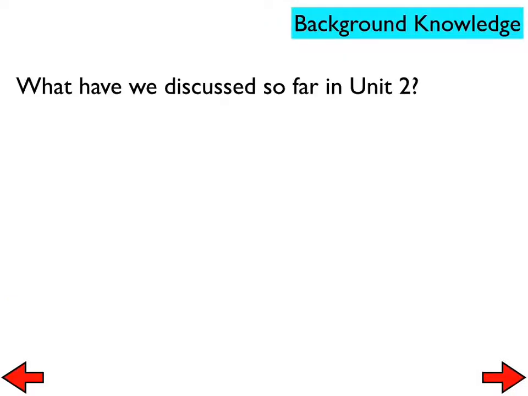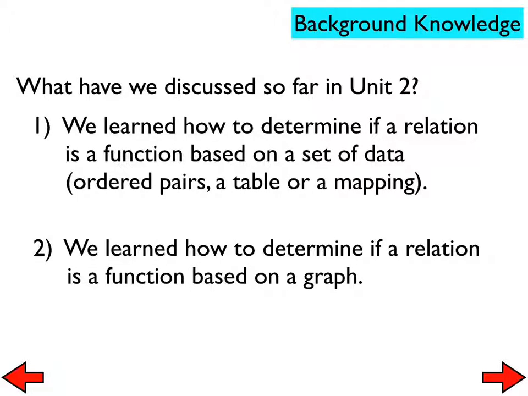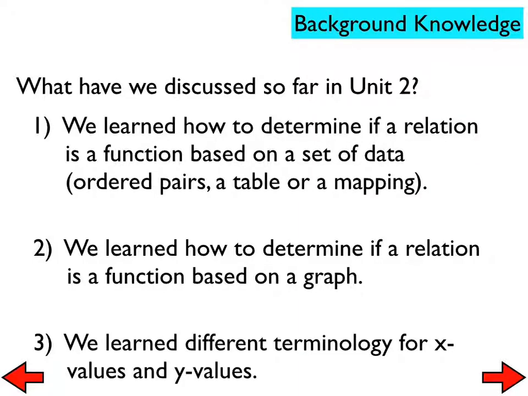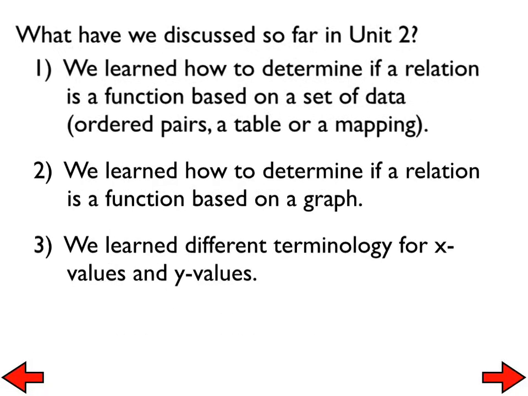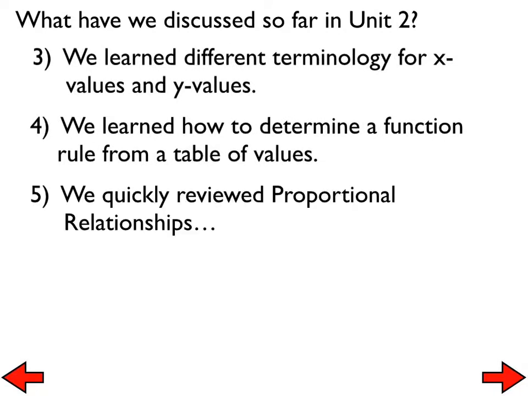All right, so here's what we've been dealing with so far in Unit 2. We've learned how to determine if a relation is a function based on a set of data, which basically means a table or some ordered pairs or a mapping. We also talked about how to determine if a relation is a function based on a graph. We've learned different terminology for x values like domain and range, like input and output. And yesterday I added independent variable, dependent variable. We've also learned how to determine a function rule from a table of values. That was yesterday. And then also yesterday we quickly reviewed this idea of proportional relationships.